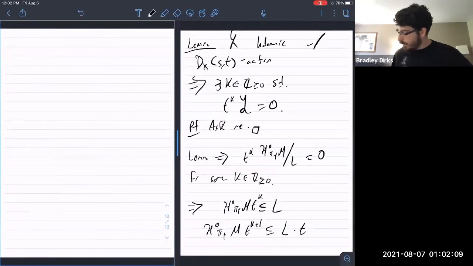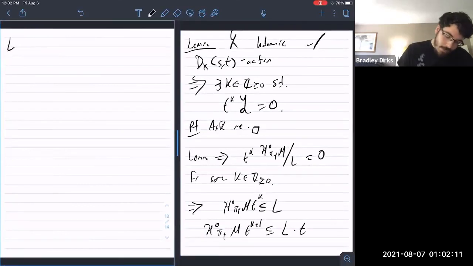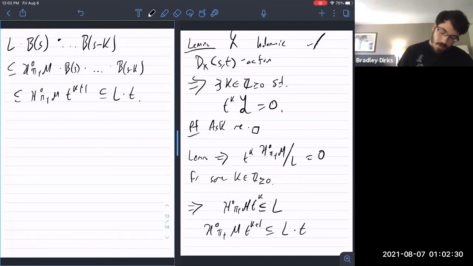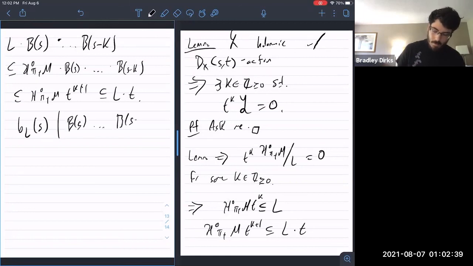Okay. And so L times b s times this whole product, b s minus k, is contained in this h naught pi plus m times b s minus k, which is contained in this thing t to the k plus 1, which is contained in L times t. So finally, we get that at least the b function of L divides this big product here. Okay, and then finally, L surjects onto N, F, M, G.